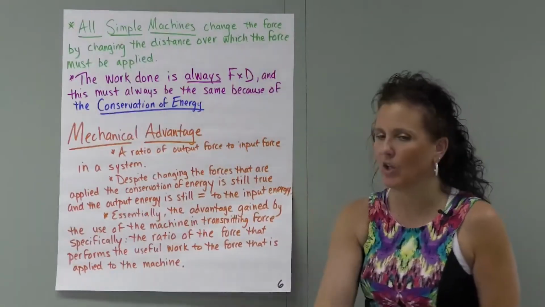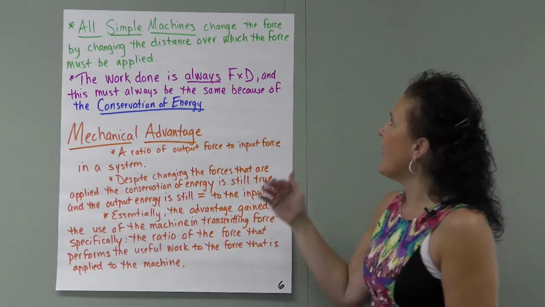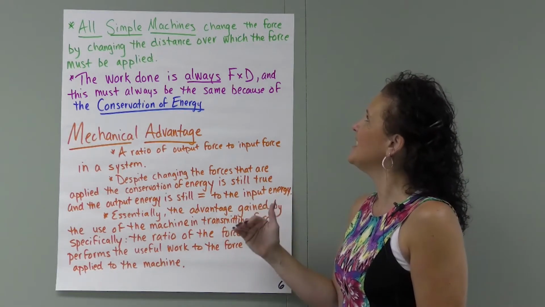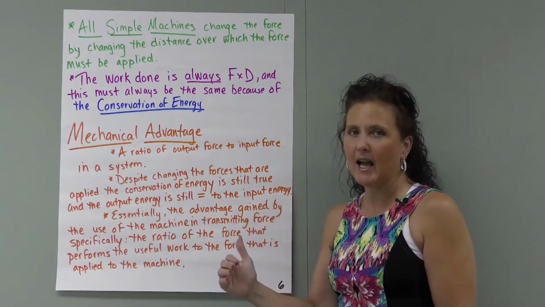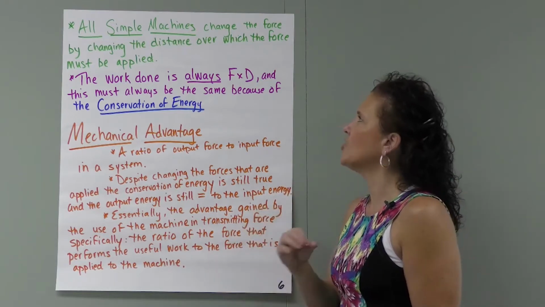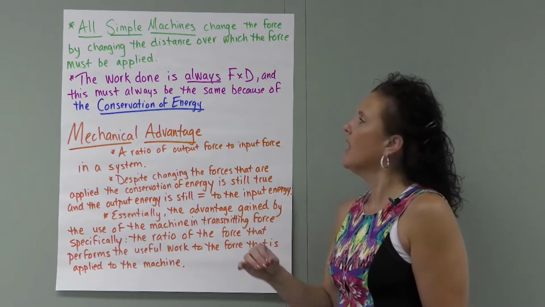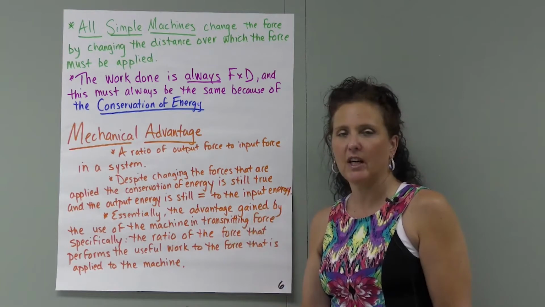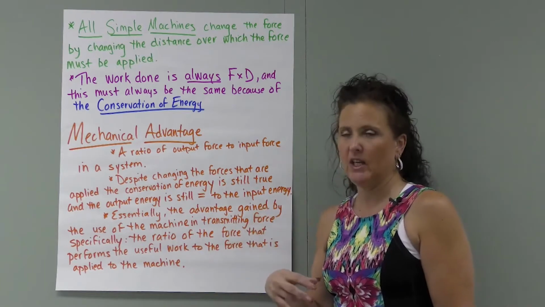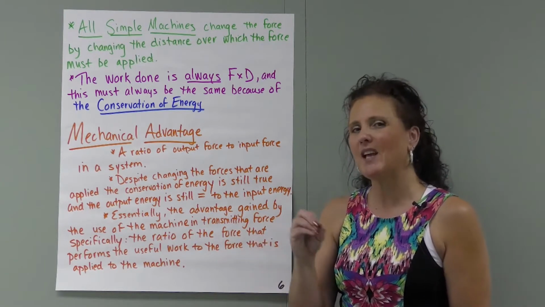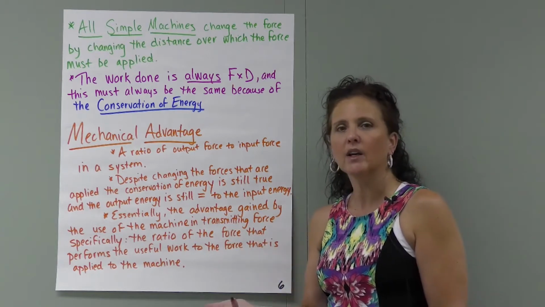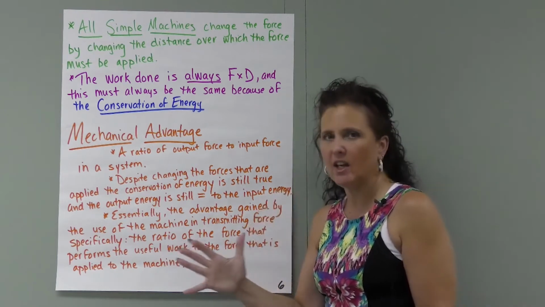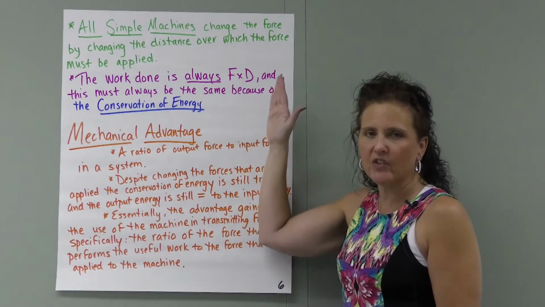The last thing we want to look at is the fact that all simple machines change the force by changing the direction or the distance over which the force must be applied, right? The work done is always force times distance. And this must always be the same because of the law of conservation of energy. In the second video, we're going to look at energy. But the law of conservation of energy means energy can neither be created nor destroyed, right? So we can't create energy in our work. So we're either going to have to change it by changing the force or changing the distance.